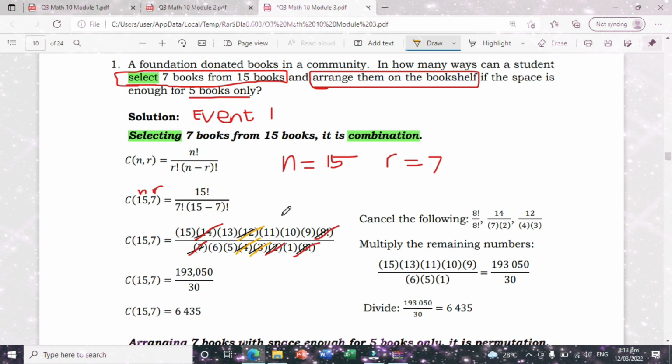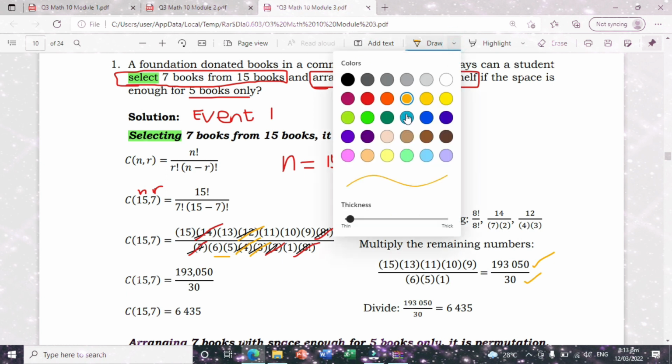Wala na. Actually, 15 times 13 times 11 times 8 at 10 times 9 is 193,050, while 6 times 5 equals 30, then times 1. Kung i-divide mo to, equals 6,435. But actually, pwede pa tayo mag-cancel kung gusto mong maliit pa ng mga numbers.